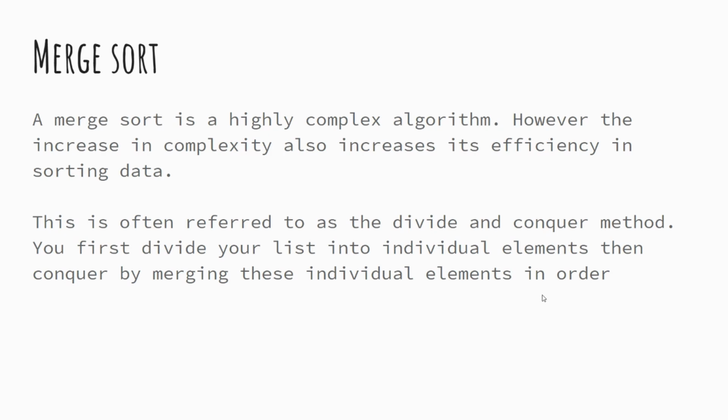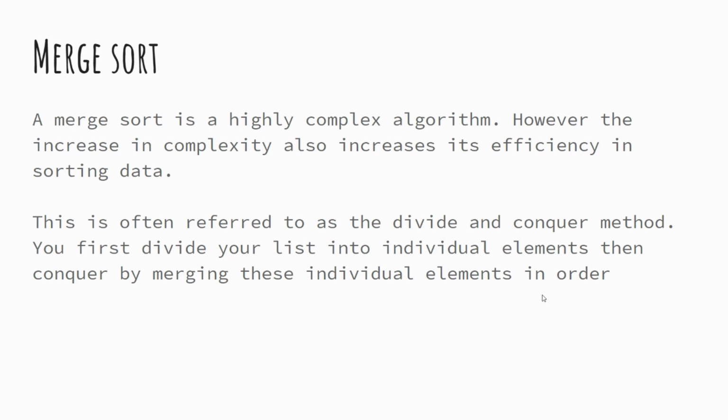So merge sort is a highly complex algorithm. It's much, much more complex than the bubble sort that we looked at previously. However, with this increase in complexity comes an increase in efficiency as well. So whilst it is more complex to actually understand and more complex to implement, it does actually sort data in a much more efficient way. So there are benefits to that complexity as well.